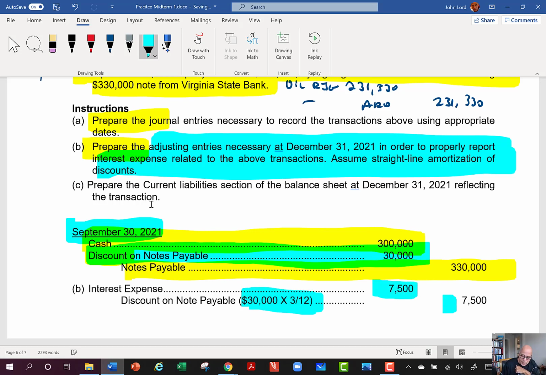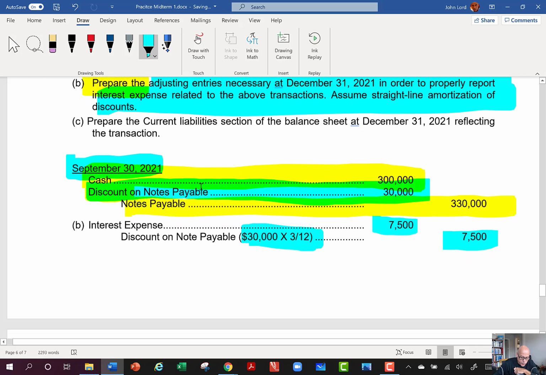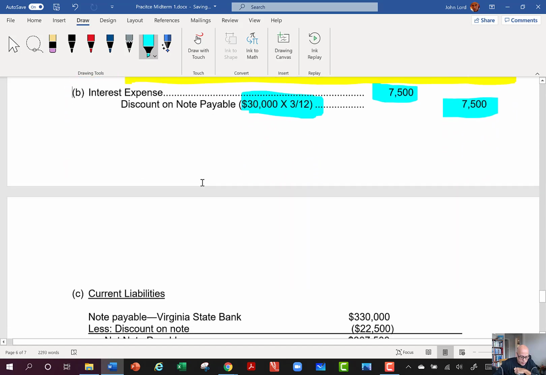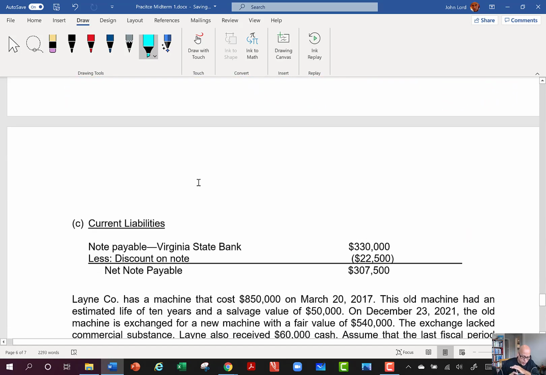So we multiply that by the term, it's a 12-month note. Don't always use a 12-month year. You have to look at the term of the note. This one was a 12-month note. I think the other one we were looking at, remember, was a 5-month note. Here it's a 12-month note. So I debit interest expense. I credit the discount.